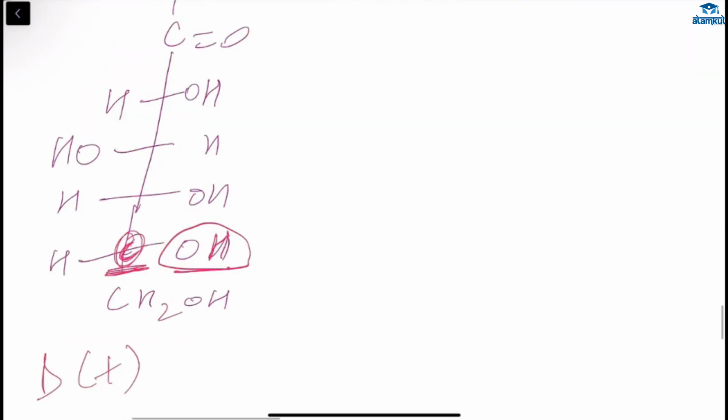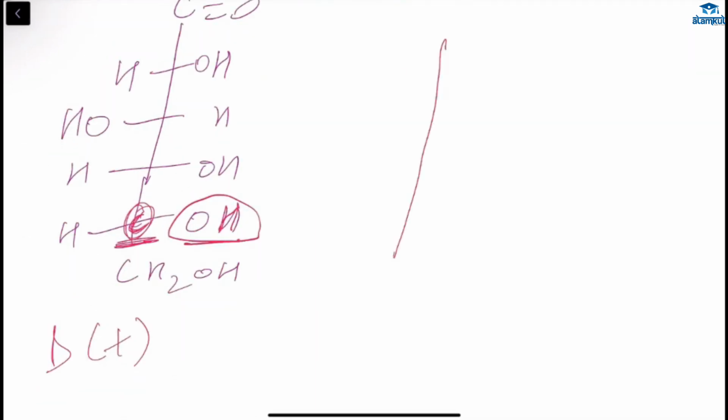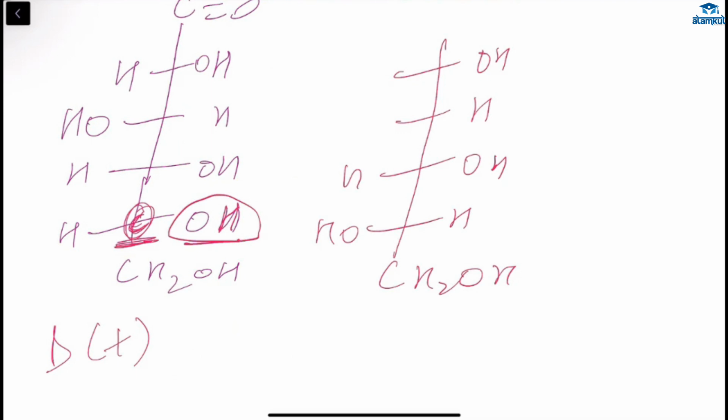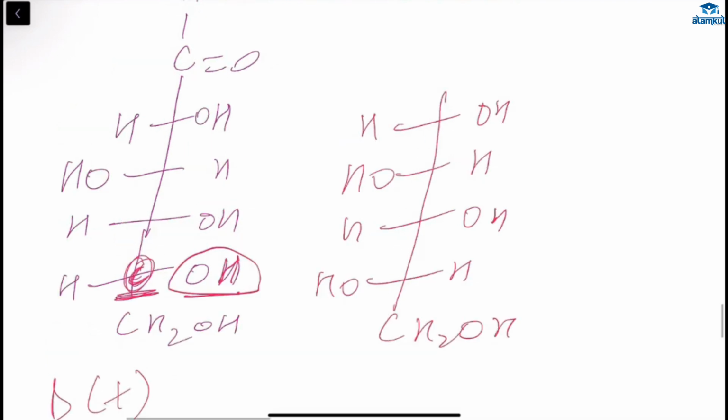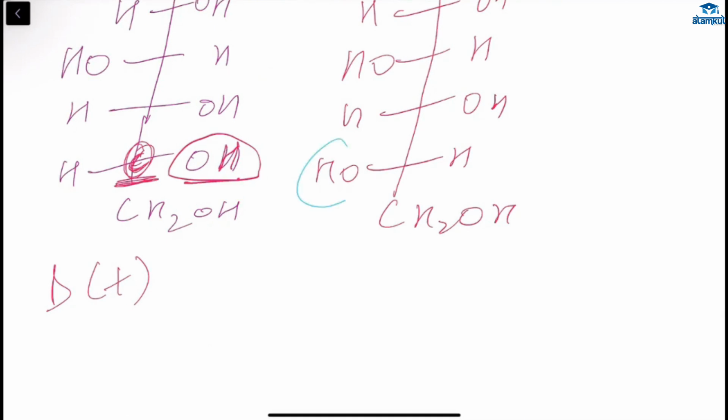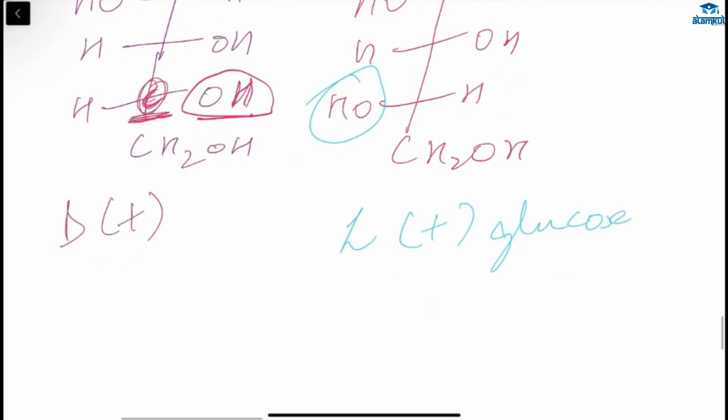Okay, and this compound has OH, OH, H, H, H, OH, H, OH, H, and here. And if this OH is on the left hand side, then it will be called L glucose. Okay. Any doubt about D glucose, L glucose, or alpha glucose or beta glucose? No, ma'am. Okay. So this is completed.